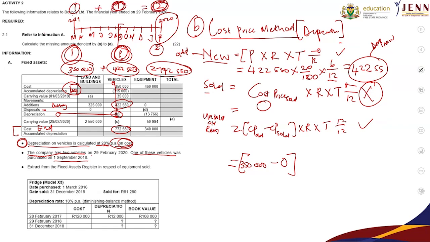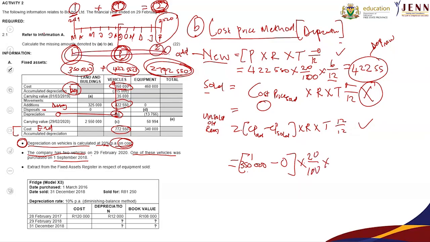I started with the 1 vehicle, just bought a new vehicle. At the end, I have 2. Now, at the end, there was an additional one that I've purchased in September, which is 422,550. Now, at the end, in combination, the 2 of them, they are how much? 772,550. So this one is the first vehicle, the one that I had here. Then I multiply by rate. I'm looking for rate. How much is the rate? 20 over 100.